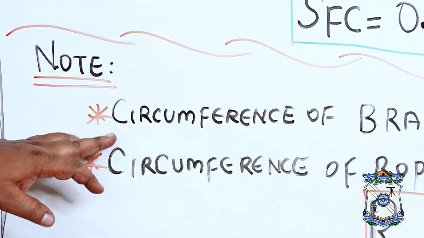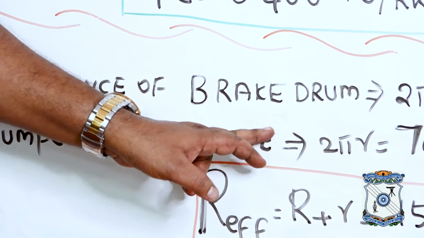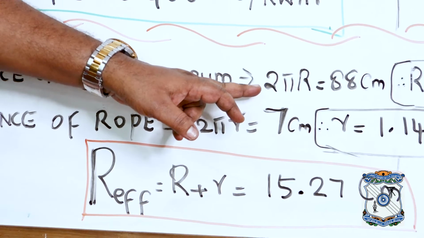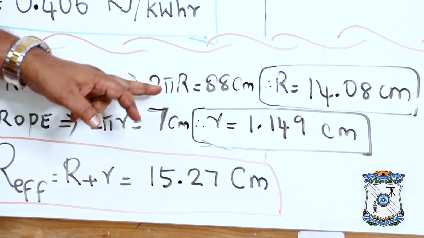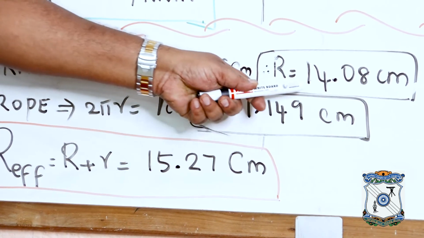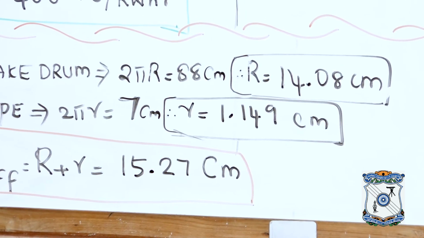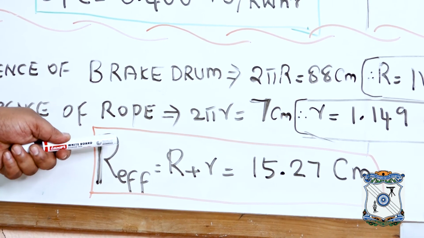Now you can see that the circumference of the brake drum, not the flywheel, is 2 pi R, given as capital R, which is equal to 88 centimeter. From that you can find the value of R. R is around 14.08 centimeter. And then the circumference of the rope, which is given in the rope brake dynamometer.